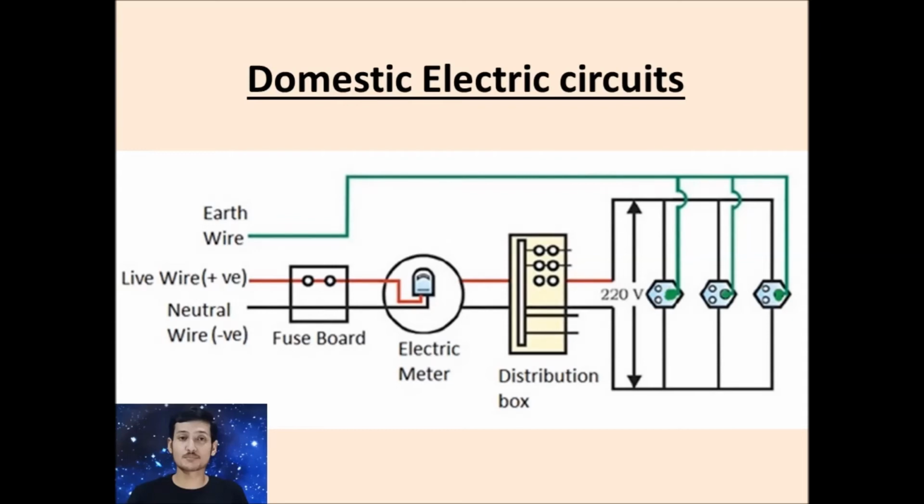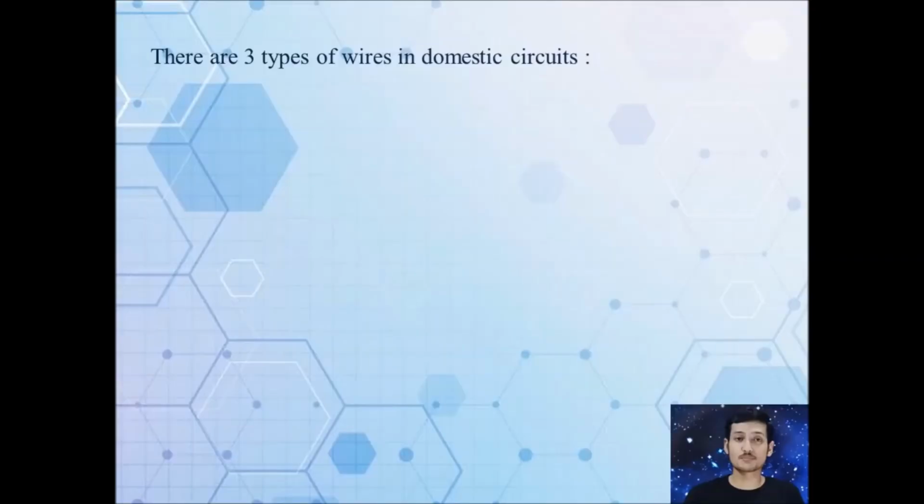One is called live wire. Live means the current is coming from this live wire, and neutral wire means the current is going back from this neutral wire. So let's see one by one. Three types of wire. My first is live wire. Here the color is very important. The color of live wire is generally red. It is the wire from which the electricity is coming to your house.